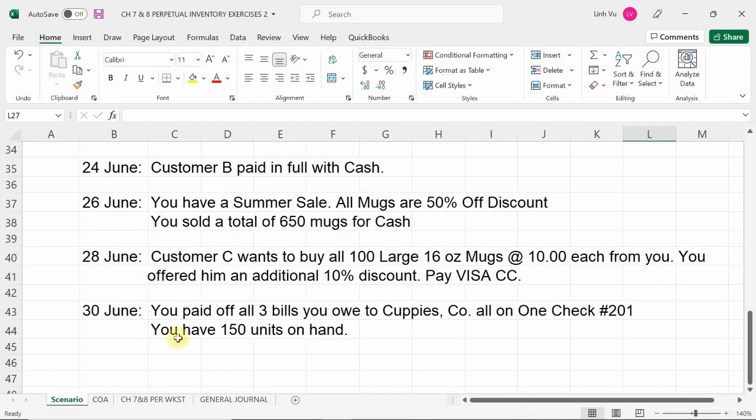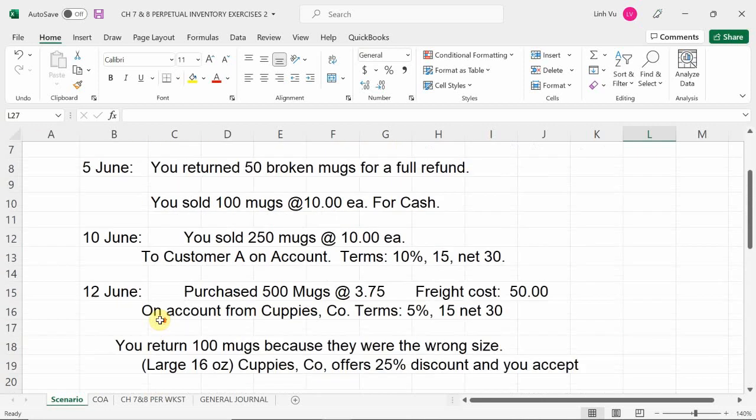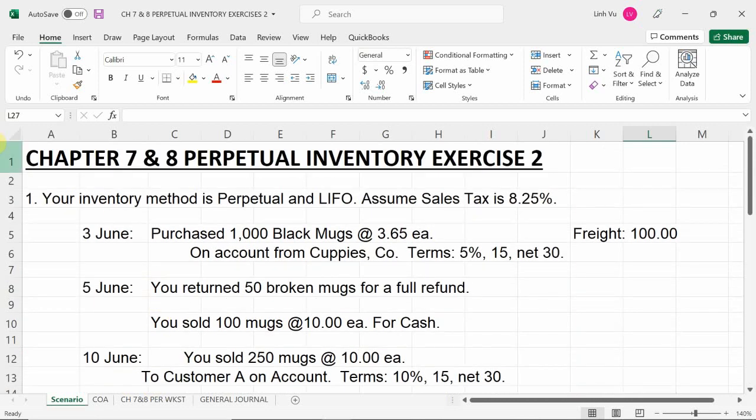So let's take a look at the 3 bills that we purchased. Number 1, we purchased on the 3rd of June. We ended up making a refund for 50 of those broken mugs. So when did we purchase this? On the 3rd. Did we meet the discount due date? No. So we've got to figure out the amount that we owe here.